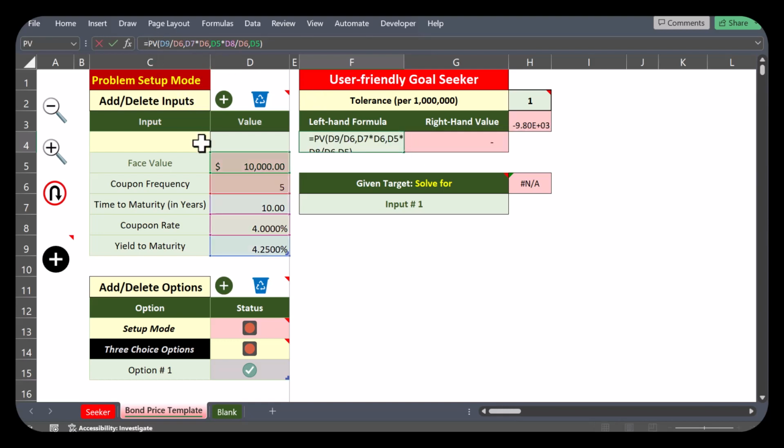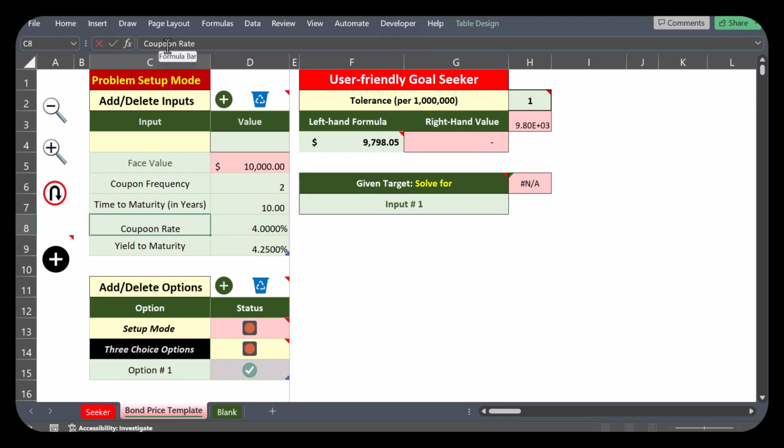So basically, we're done in terms of valuing the bond. This bond is worth $9,797.03. If this is a semi-annual bond, as most of them are, it's a little bit different. Coupon frequency doesn't affect it that much, but it does affect it. It's the relationship between coupon rate and yield to maturity that matters more.